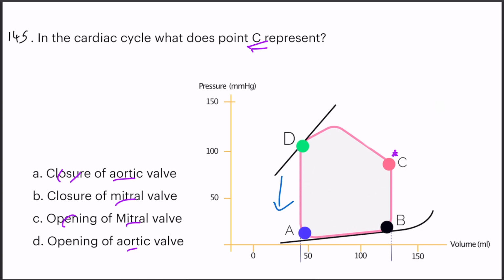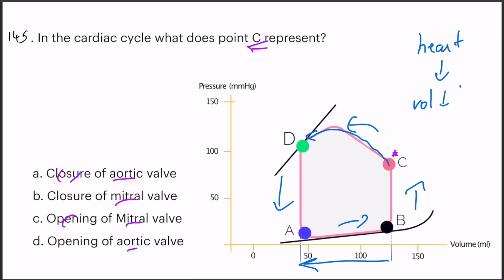This proceeds in this direction. You have to know that. So from C, the graph proceeds this way. That is, volume decreases. That means in the heart, volume decreases. So if heart volume is decreasing, the heart is losing volume. That means the heart is giving blood.